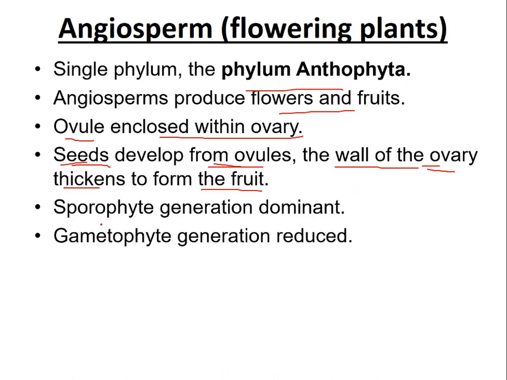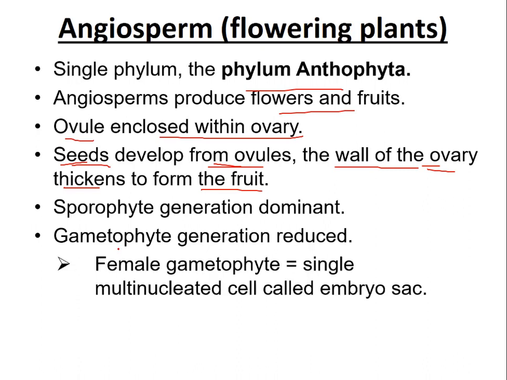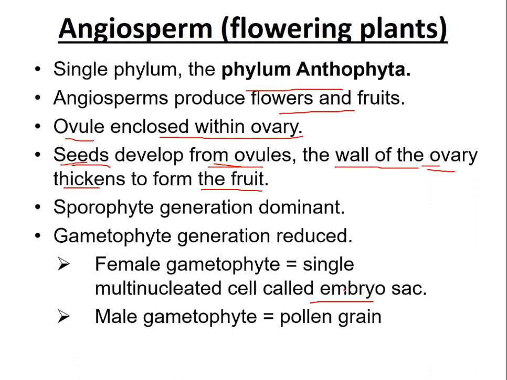Okay, again, the sporophyte generation is the dominant stage of the life cycle, and gametophyte generation will reduce. The female gametophyte will form a single multinucleated cell that is called embryo sac, right? Whereby the male gametophyte will develop into the pollen grain. So the detail we will learn in chapter reproduction and development, chapter 9.